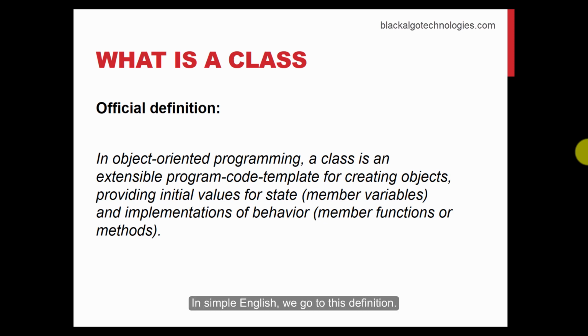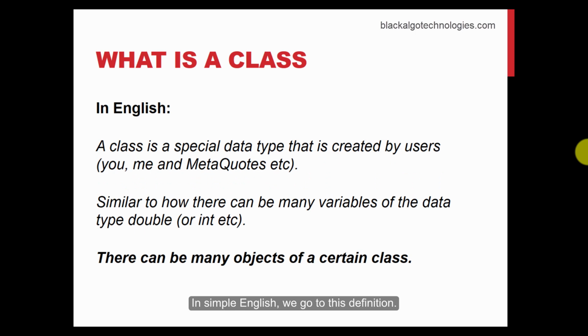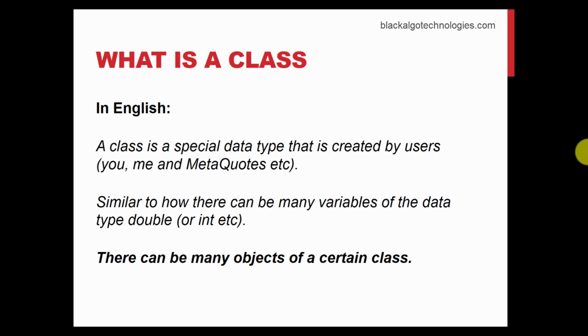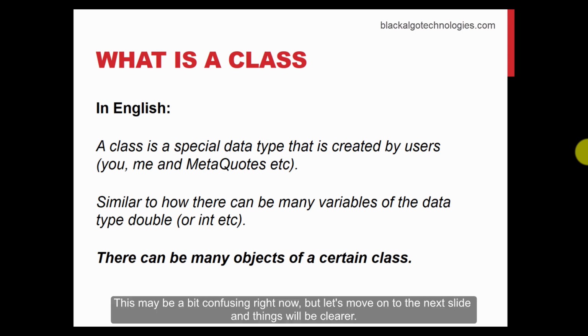So in simple English, we go to this definition. Take a second to read it. A class is a special data type. The regular data types are double, integer, boolean. A class is a special data type that defines the type of object you are creating. This may be a bit confusing right now, but let's go on to the next slide and we will see it a bit clearer.